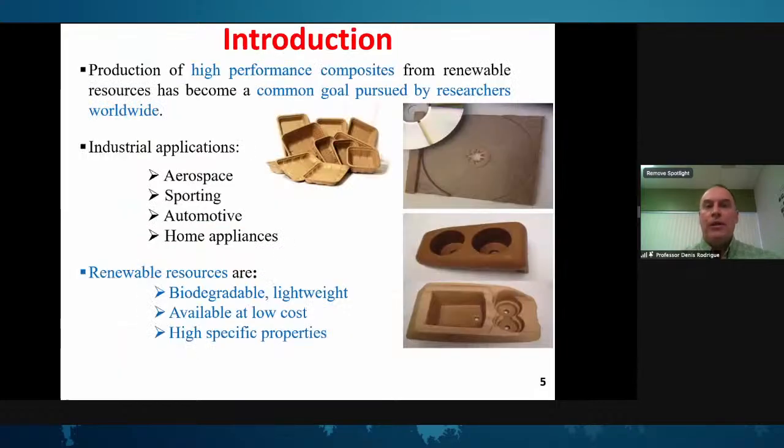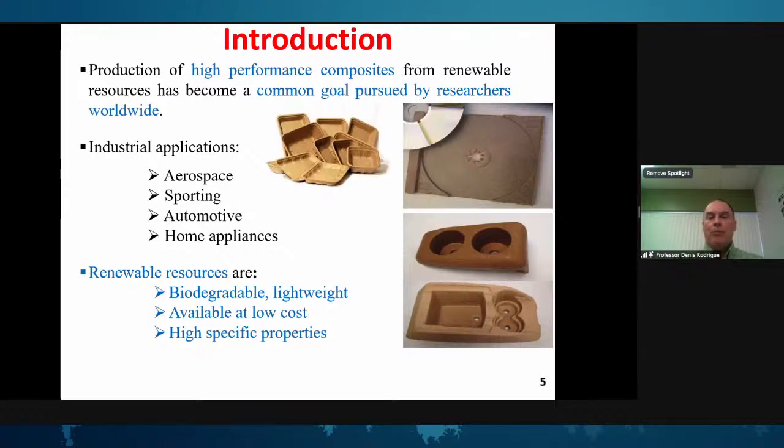As you probably know, there's a lot of development on the composite side to improve mostly mechanical properties. But now people are looking more into bio-based materials to reduce the carbon footprint and have more sustainability in the material, depending on the application that you are looking for.